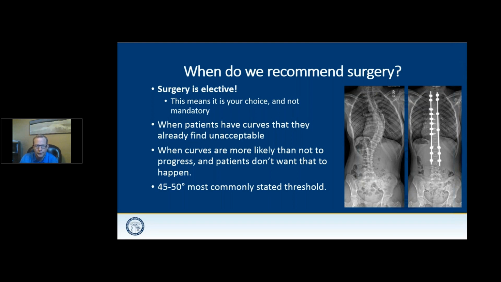Now, the most common threshold that we use for when curves are likely to progress after you're done growing is in the 45 to 50 degree range. So we usually say that curves lower than that, you have pretty good odds that it's not going to get worse as you get older, but curves larger than that, the risk goes up, and we think that the curves may get worse as you get older. So that's where we start talking about it. But we don't make you do it. So we do the surgery when you tell us, I already think the curve is too big, I don't like the way my back is, I want to make sure that it never gets worse when it gets older, and I want to have it straightened out.